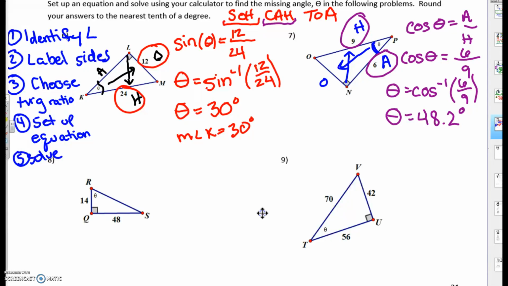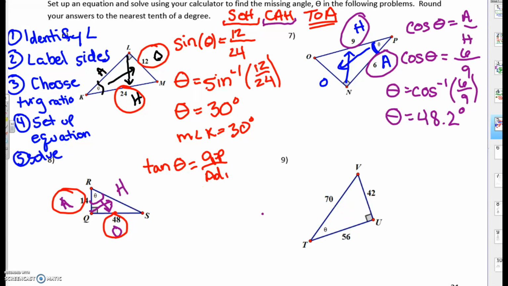Down here, our angle is this theta right here. Opposite of the theta is the 48. Across from the 90-degree angle, that's my hypotenuse, which means that the 14 here is my adjacent side. I'm now going to look and see what ratio to use. Well, they gave me a 48 and a 14. That's the O and the A. Well, O and A is tangent. So I'm going to do tangent of theta equals opposite over adjacent, right?